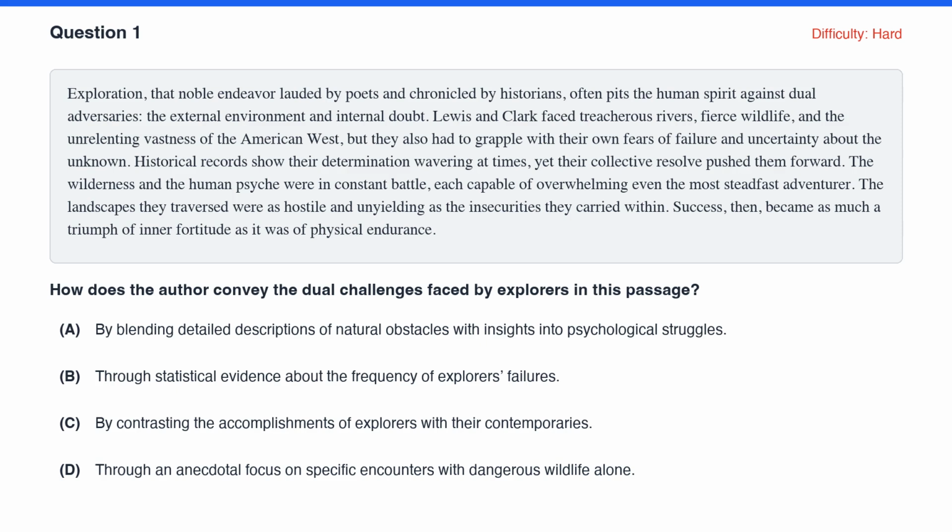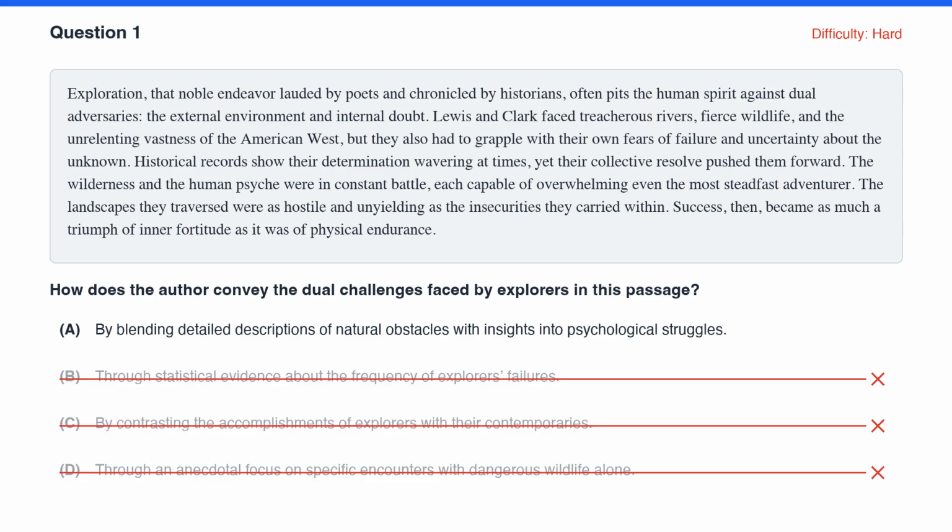The choices offer 4 different rhetorical approaches: a blend of physical and psychological description, statistical evidence about failure rates, a contrast with contemporaries, or anecdotes centered solely on dangerous wildlife. We need the option that matches the actual texture of the writing. Choice B fails because the passage offers no numbers or statistics about how often explorers failed. The approach is descriptive and narrative. Choice C is wrong because the author never compares Lewis and Clark to contemporaries, focusing instead on the explorer's own internal and external battles. Choice D misreads the scope.